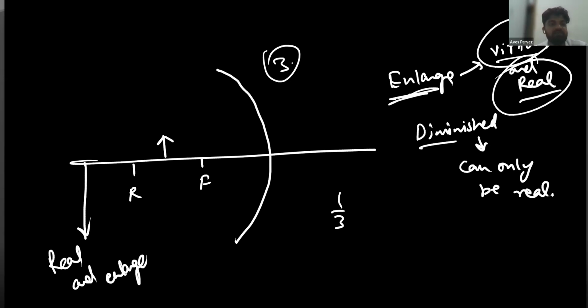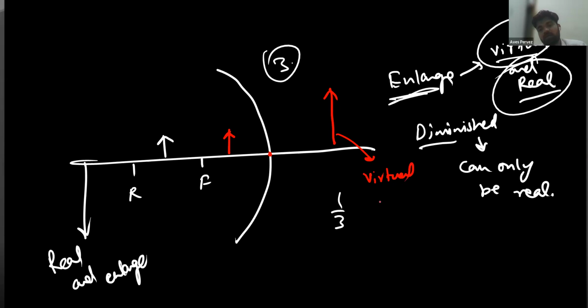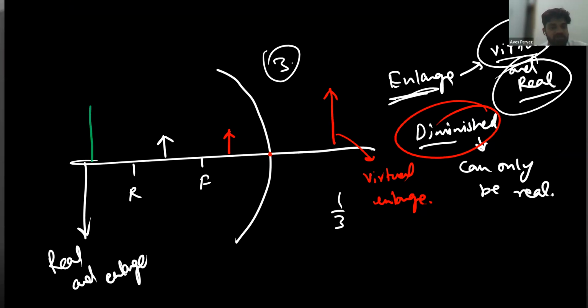In the second case, if the object is placed between pole and focus, then the virtual enlarged image is formed. But here a diminished image is formed. A diminished image is formed when the object is placed beyond R, between R and F, and it is always real. So there is no chance of forming a virtual image, because a virtual image can only be enlarged. It can never be diminished. You understood, everybody?